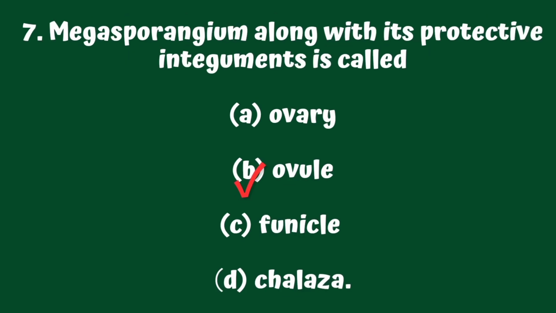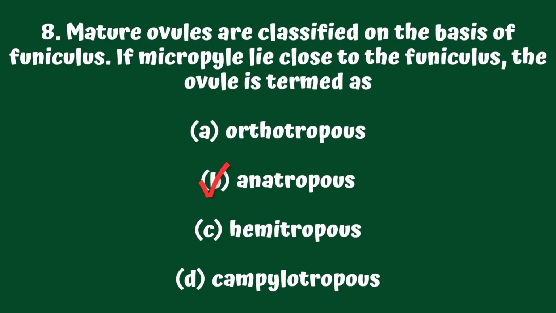Megasporangium along with its protective integuments is called A. Ovary, B. Ovule, C. Funicle, D. Chalaza. Mature ovules are classified on the basis of funicles. If micropyle lies close to the funicle, the ovule is termed as A. Orthotropous, B. Anatropous, C. Hemitropous, D. Campylotropous.